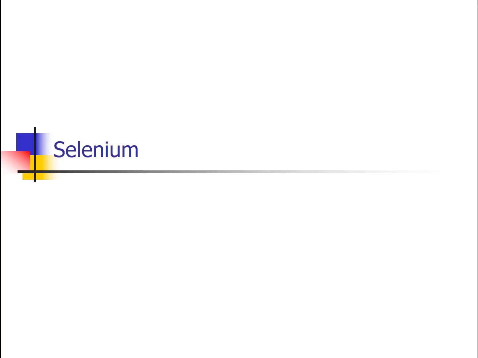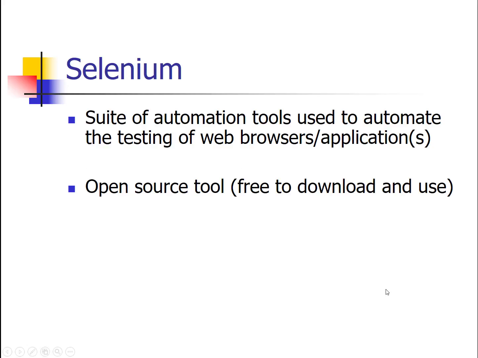All right, so when we're talking about Selenium here, very quickly, Selenium is a suite of automation tools that are used to automate the testing of web browsers or applications. Just like Microsoft is a brand name and has a suite of tools like Microsoft PowerPoint, Microsoft Excel, Microsoft Access, Microsoft Word, the same way Selenium has a suite of tools, which we're going to discuss. It's also an open source tool. In other words, free to use.